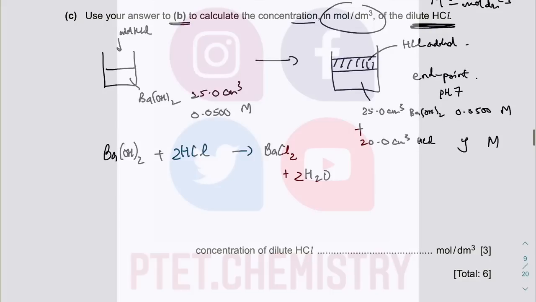We want the concentration of the dilute HCl. So actually we don't care about this at all. I think the most important thing is this balanced equation. All right, so how much has reacted?